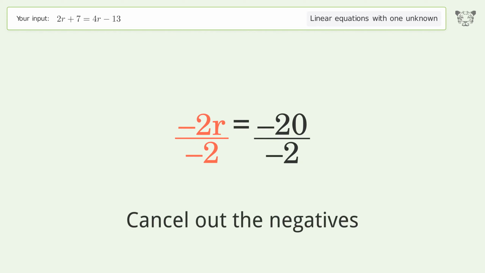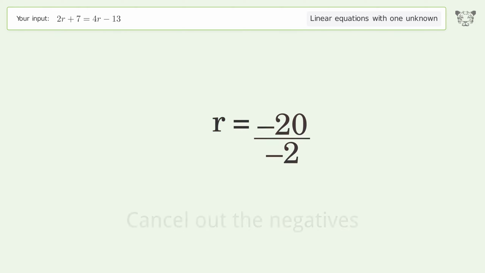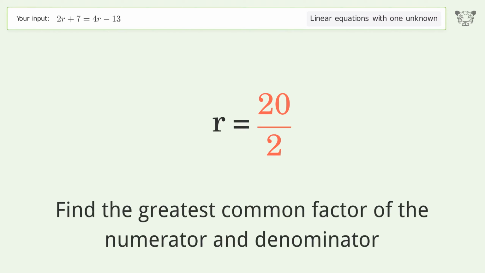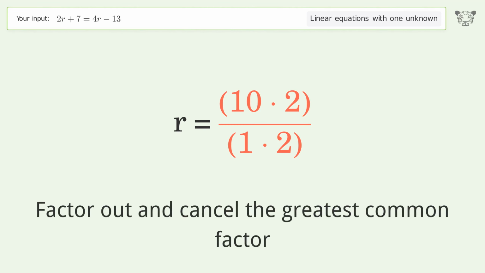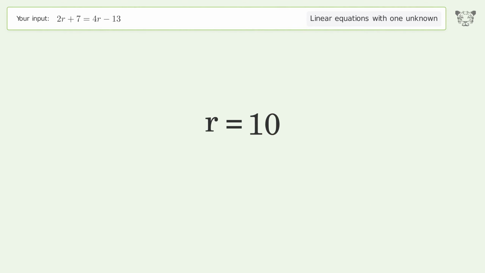Cancel out the negatives. Simplify the fraction. Cancel out the negatives. Find the greatest common factor of the numerator and denominator. Factor out and cancel the greatest common factor. And so the final result is r equals 10.